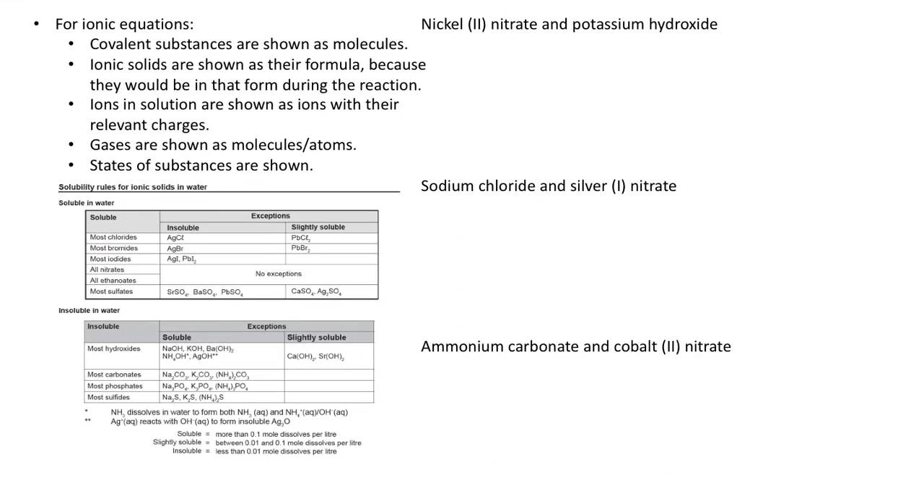So nickel nitrate and potassium hydroxide. We should be looking for nickel hydroxide and potassium nitrate. We should also start to recognize that anything that's a nitrate is going to be soluble. So I don't even have to look at potassium nitrate. That's going to be soluble, so I don't have to worry about that. That's not going to make a precipitate. So now what we always have to look at is nickel hydroxide.